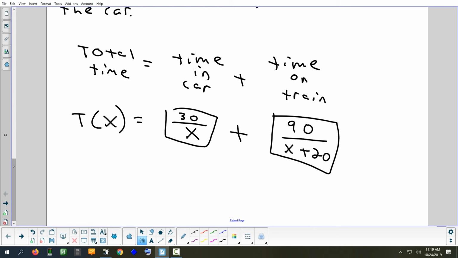Now, we've got two separate fractions. For some things, that's fine. Like if we wanted to find vertical asymptotes, 0 and negative 20, we could do that. If you wanted an end behavior model, you'd want to put those together with a common denominator. So depending on what they ask us to do, we may have to put those together. We'll see what happens.